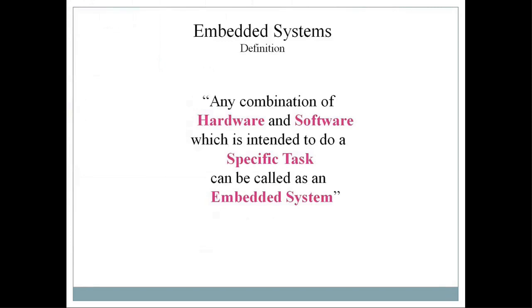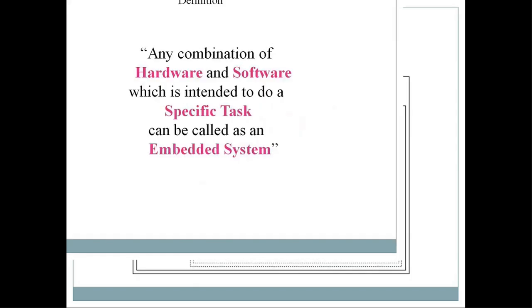Afterwards, I'm coming to embedded systems. Any combination of hardware and software which is intended to do a specific task can be called an embedded system. For example, a washing machine, where we use some hardware, some processors, and some programming to run the machine at a particular time. It is the best example of an embedded system.